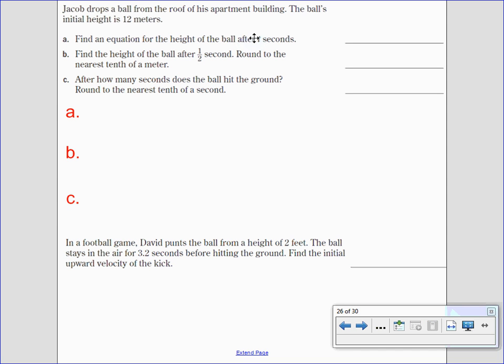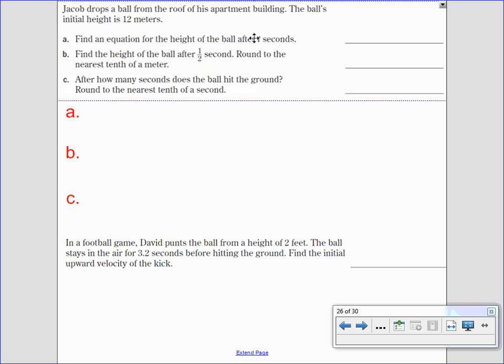Jacob drops a ball from the roof of his apartment building. The ball's initial height is 12 meters. Find an equation for the height of the ball after t seconds. If Jacob is dropping a ball, then he's not kicking it, throwing it, punting it, or shooting it. It means that the only force acting on it is gravity. There's no V naught, no initial vertical velocity, if he's dropping something.